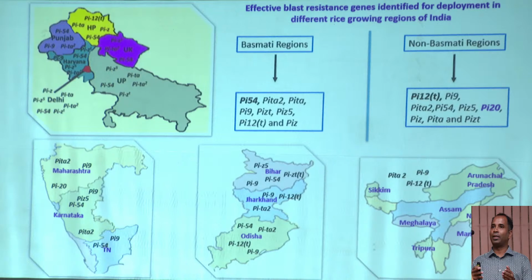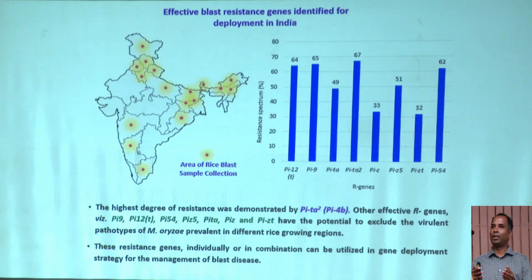So based on this pathotyping, we are able to identify which genes are performing. Apart from pathotype identification, we can identify the resistance spectrum also, the overall resistance spectrum of the genes. Throughout the country, PI12 performed best, showing the highest level of resistance spectrum at 67%. These genes can be deployed for managing blast disease. They can be introgressed into already commercially available varieties which may be susceptible to blast, and that can also be improved based on this gene information and pathotype.